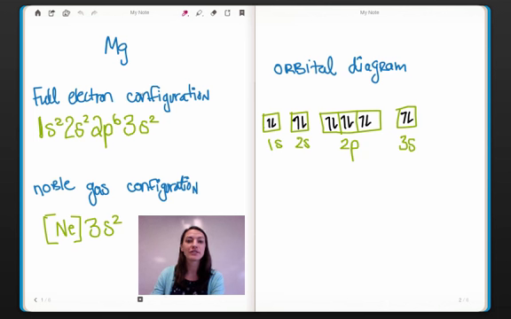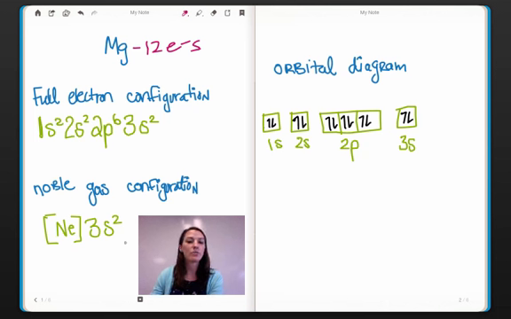For our full electron configuration, I used magnesium as an example here, and magnesium has a total of 12 electrons. So we want to describe all 12 of those electrons, starting at our first orbital: 1s2, 2s2, 2p6, 3s2. And you can add them up: 2 plus 2 is 4, plus 6 is 10, plus 2 is 12. We get all 12 electrons, okay?